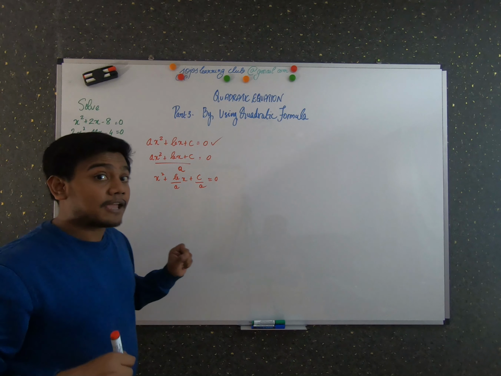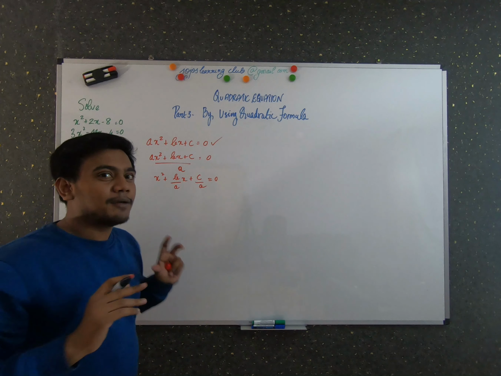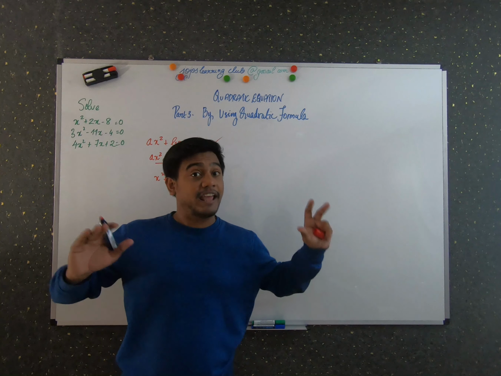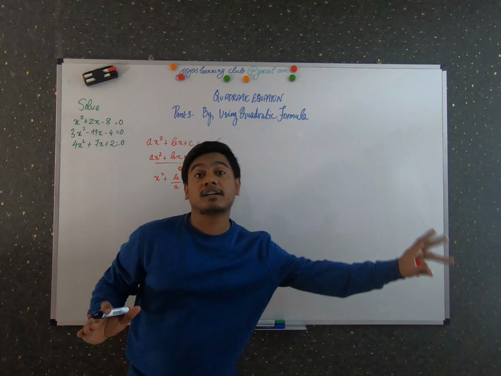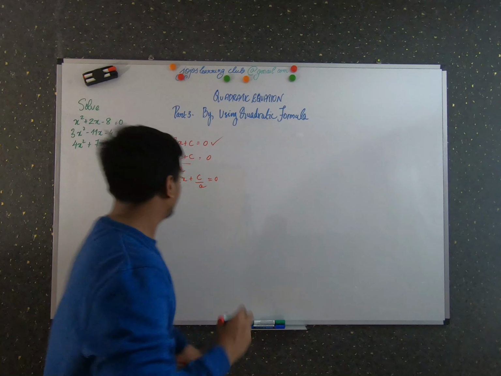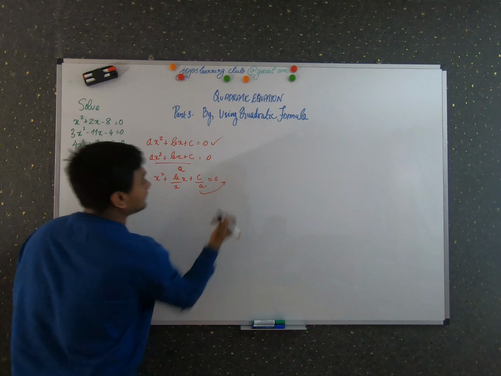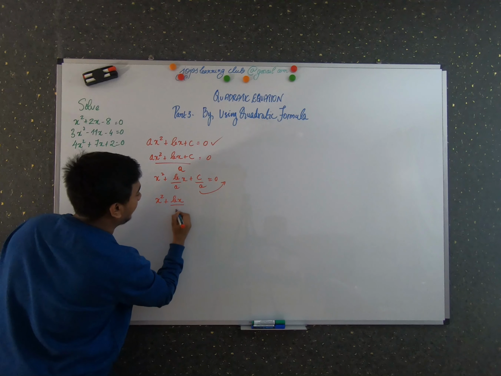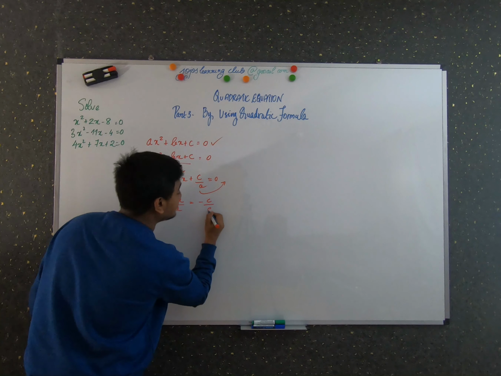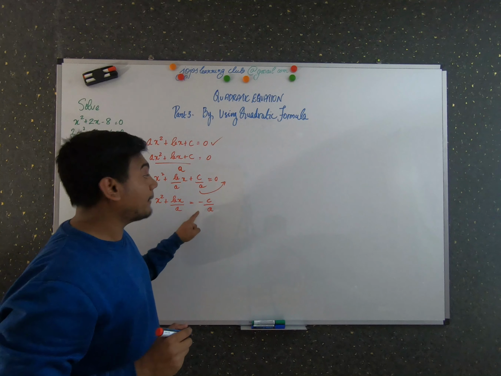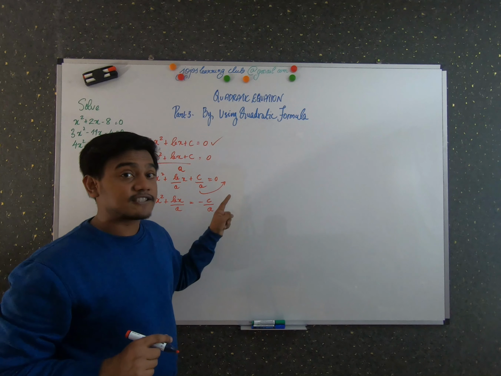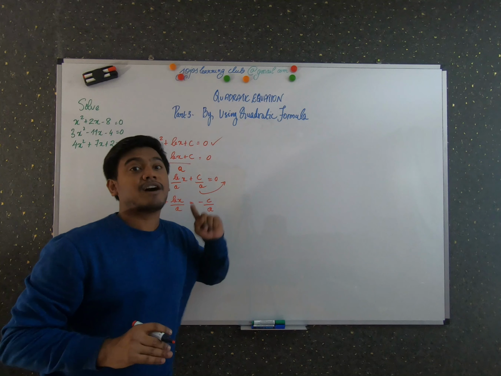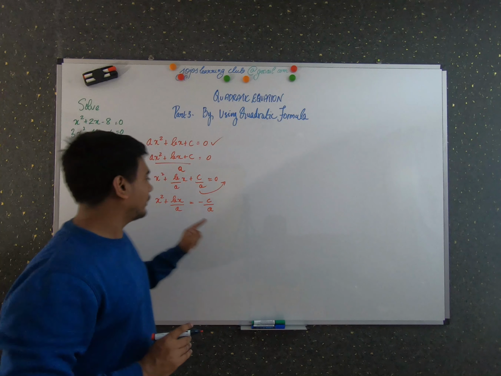And what was the next step? To keep together the terms with x square and x on one side, and the constant term on the other side of the equation. So I'm going to push this to the other side of the equation. So what happens? x square plus bx by a is equal to minus c by a. Why did I put a minus? Because there is always a change of sign when you move one quantity from one side of the equation to the other side.